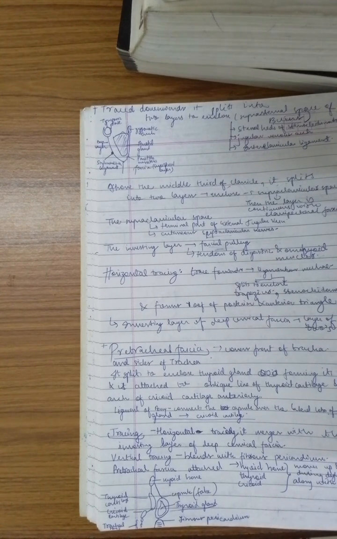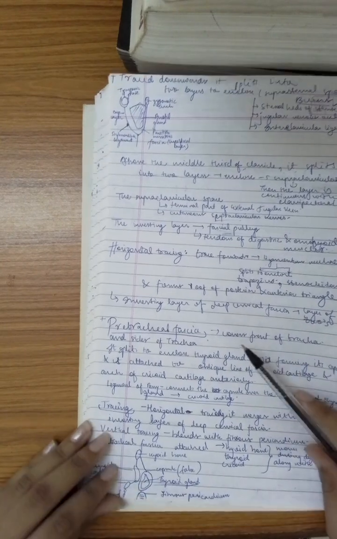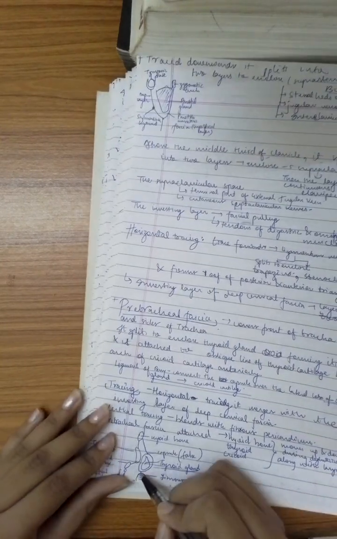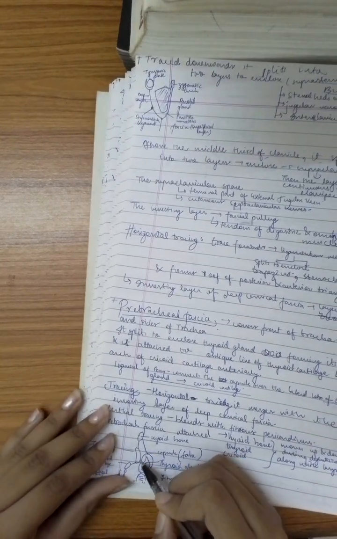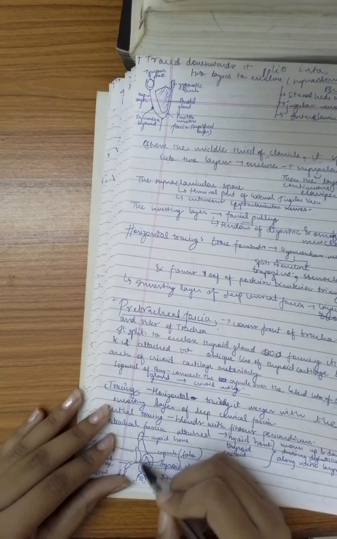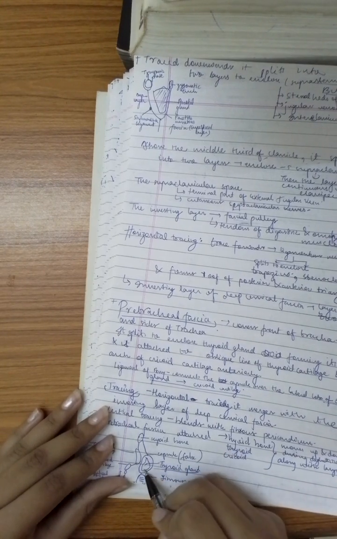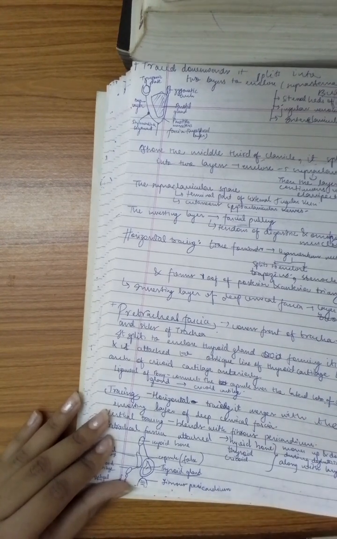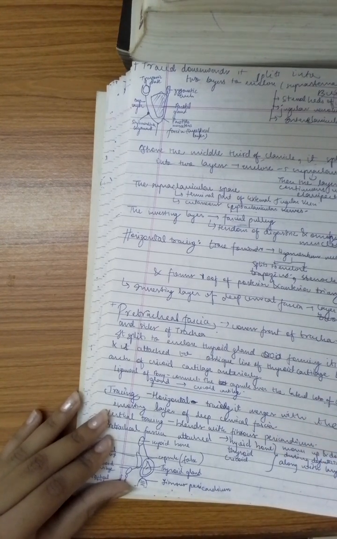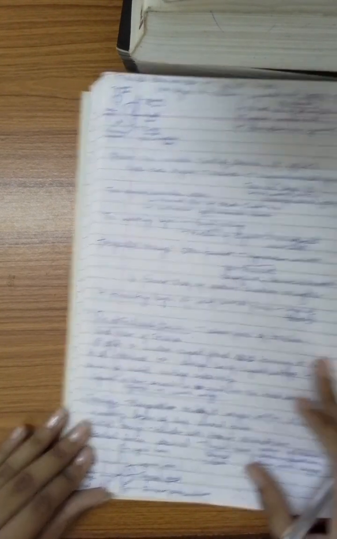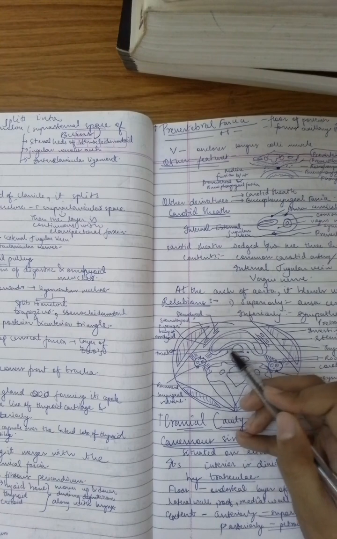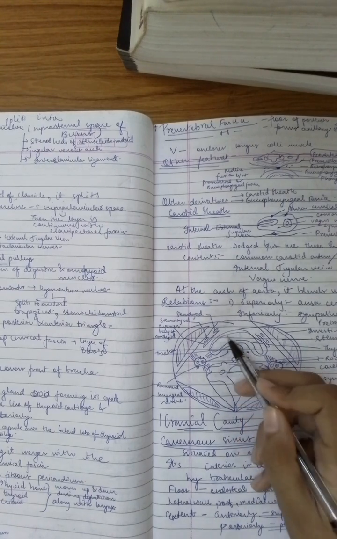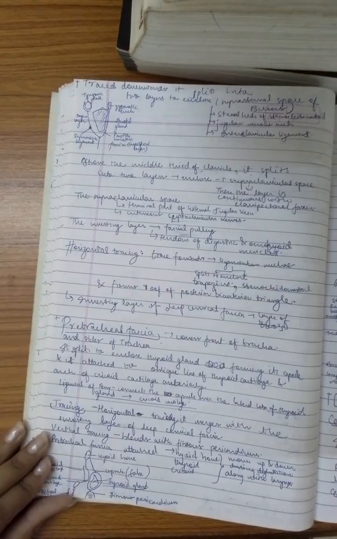Okay, it splits, and as you can see here, this is the pretracheal fascia. This is enclosing the thyroid gland. It is arising from the sides of the trachea. That is where the pretracheal fascia is. See here, this is the trachea, and now this is enclosing the thyroid gland, as you can see in this diagram.